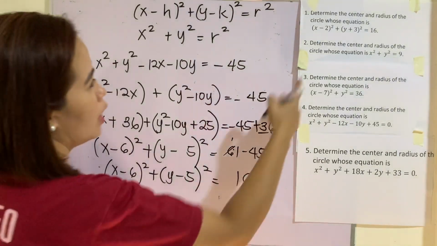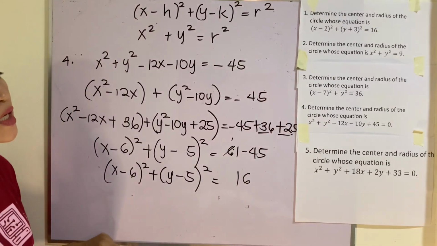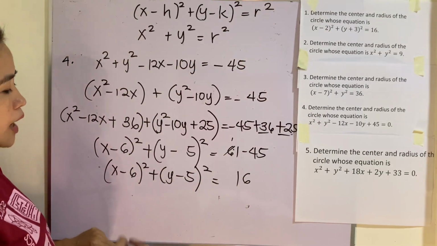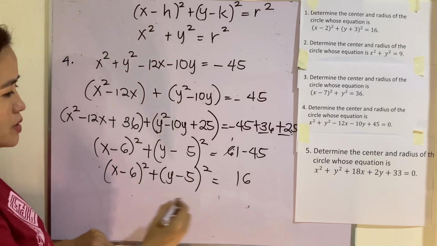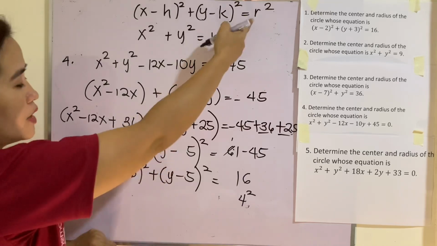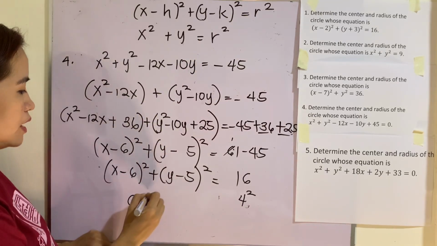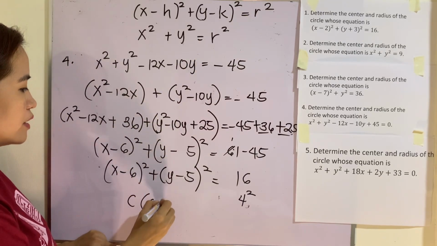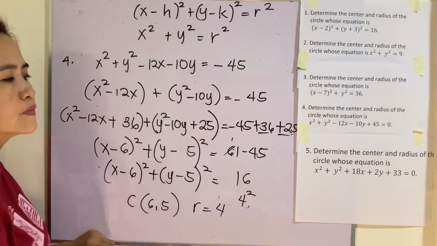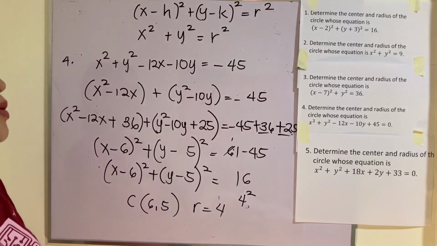So, we can now identify our center and our radius. This one is 4 squared because of this r squared. So, our center then is (6, 5), and our radius is 4. Let us go now to the next example.